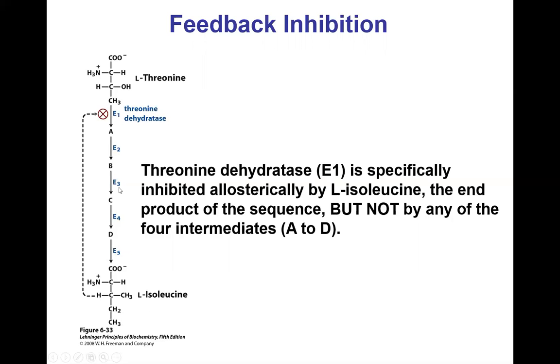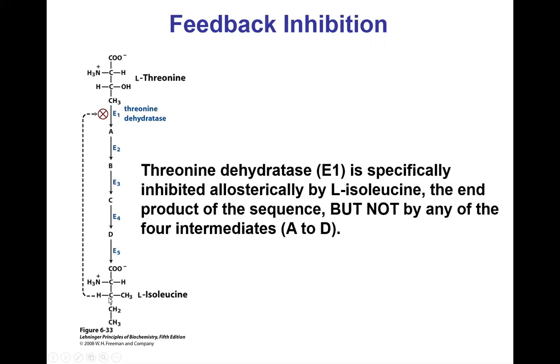L-isoleucine will have a binding pocket, a regulatory pocket, on threonine dehydratase. It will bind, and once it binds, it will block the activity of threonine dehydratase. Think about regulation, the regulatory domain binding a ligand here, L-isoleucine, and basically blocking the function of the E1 enzyme that catalyzes the reaction from L-threonine to A. And therefore it will shut down the production of isoleucine. This is what we call feedback inhibition.